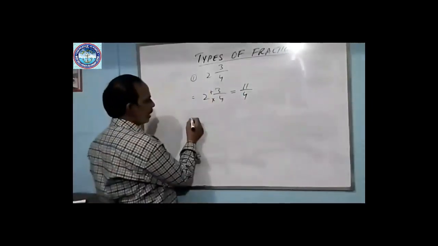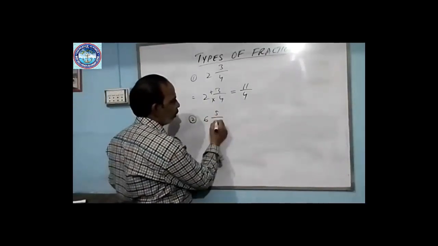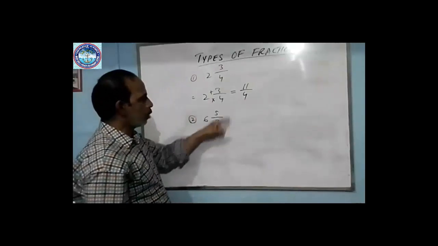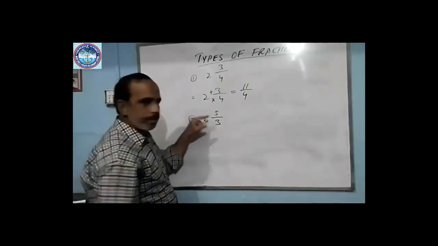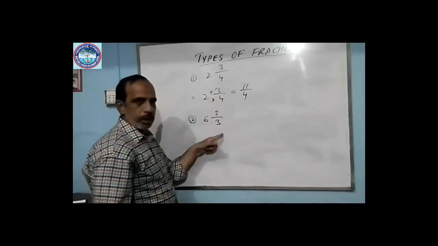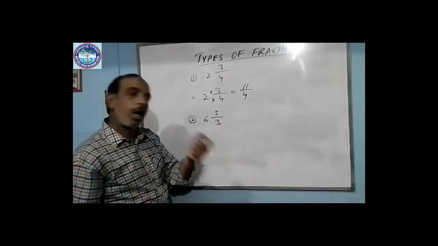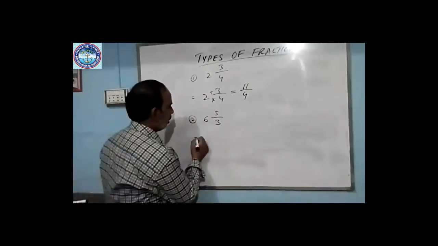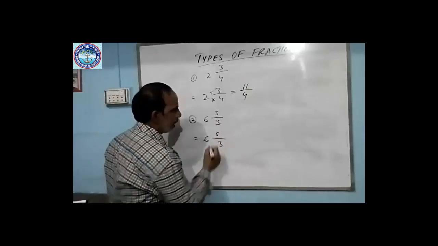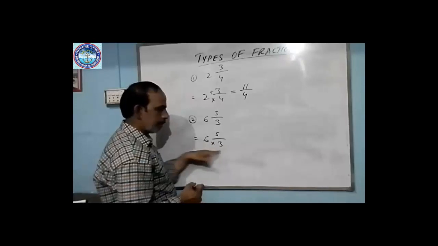So let's take another example, that is 6 whole 5 upon 3. This is also a mixed fraction, you know. We can read it as 6 whole 5 upon 3. It has a whole number and a fraction. If we want to convert this mixed fraction into an improper fraction, how can we do it? The method is simple: we have to multiply 3 by 6. First we have to multiply these two numbers.